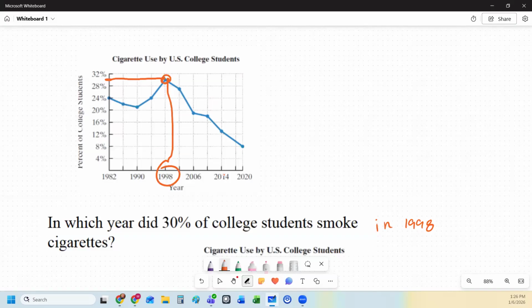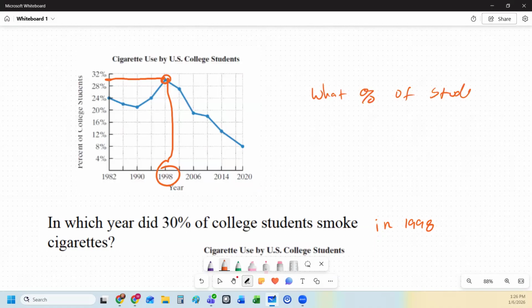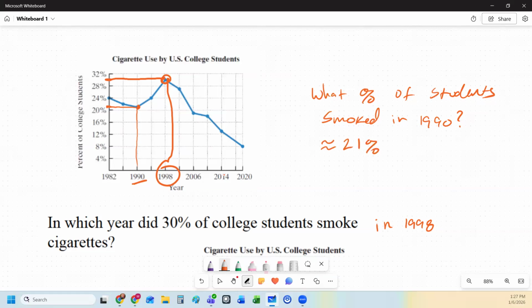You might also be asked things like, what percent of students smoked in, let's say, 1990. So I look at 1990 and I'll follow the graph upwards until I hit the graph itself and then drag that to the left here. And it's a little bit more than 20, maybe not quite 21%. I would say maybe around 21%-ish, 20 and a half, 21, something like that.